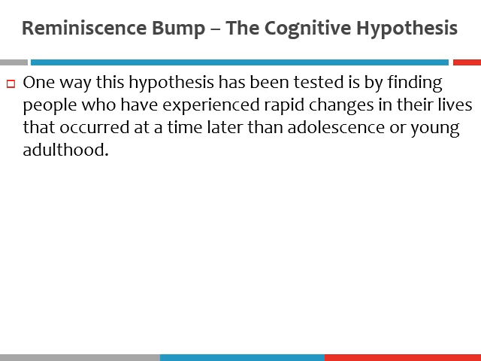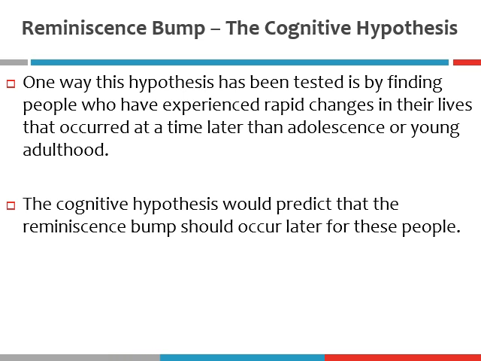Okay, so the idea with this hypothesis is that, again, rapid change followed by stability is going to result in better encoding of those memories. And one way we can test this hypothesis is in the Western world, right? In developed countries, most people have those periods of rapid change in their 20s and 30s, right? But theoretically, if we could find a population where those rapid changes followed by stability happened later in life, maybe in their 30s and 40s, then we would expect the reminiscence bump to occur during that later period, right?